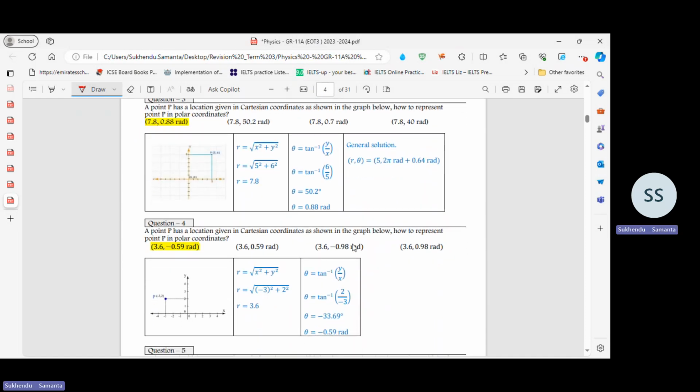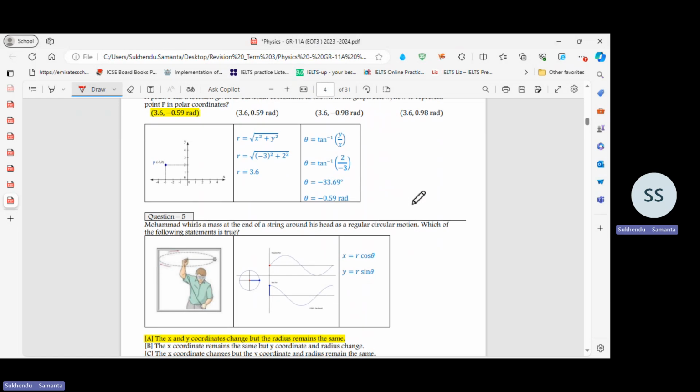Next one. This is your, again, the same thing. This is from your graph. So this is 5, your x coordinate, 6 is your y coordinate, and just apply, and then you will get your desired answer.